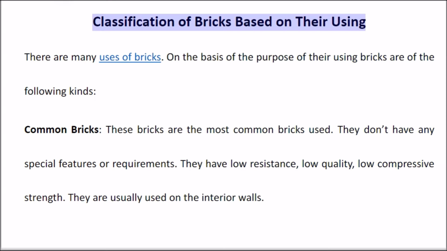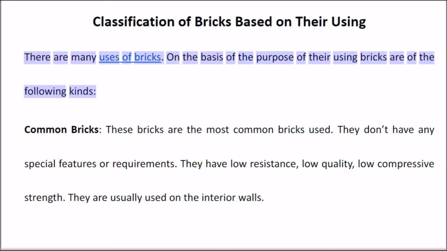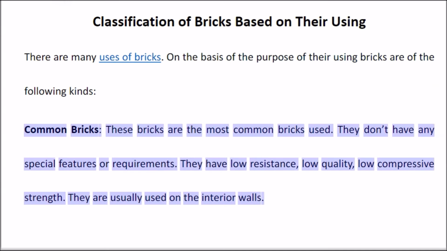Classification of bricks based on their use. There are many uses of bricks. On the basis of the purpose of their use, bricks are of the following kinds. Common bricks. These bricks are the most common bricks used. They don't have any special features or requirements. They have low resistance, low quality, and low compressive strength. They are usually used on interior walls.